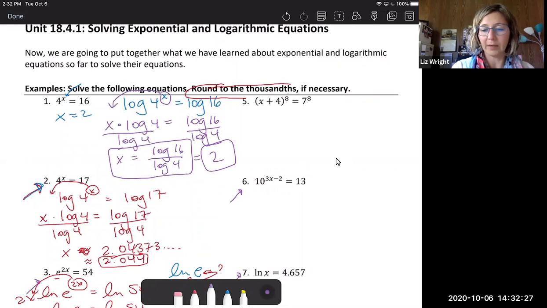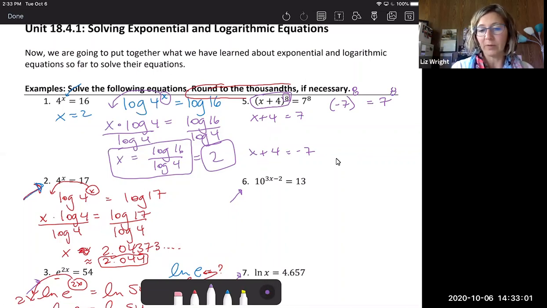Because it's being raised to an even power, what that means is that the x plus 4 can equal 7. The x plus 4 could also equal negative 7. Because, so let's make sure you capture this, negative 7 raised to the 8th power will equal the same thing as 7 to the 8th, right? Because it's being raised to an even power.